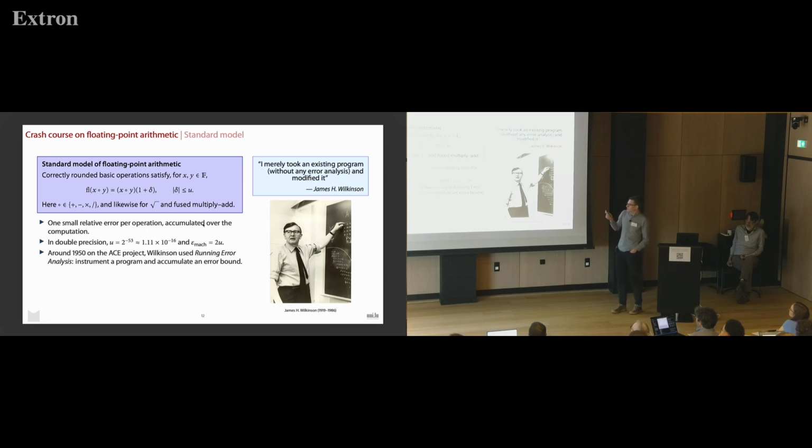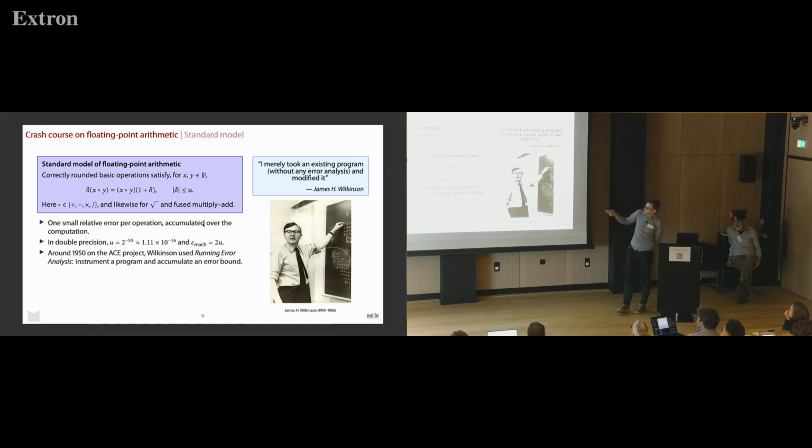So I'm going to be implementing what's called a running error analysis, which is an observation that was made on the very early computers in the 1940s and 50s, that you can take an existing program, and just by observing its values, you can use the standard model of floating point arithmetic, and to every simple operation, you could, on the side, keep the bound of the operation that's being computed.